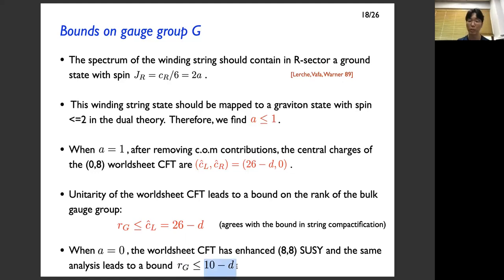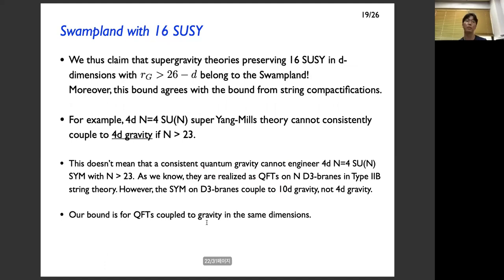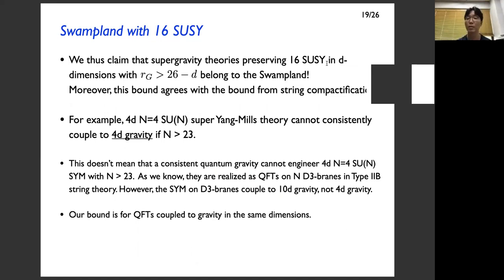So we claim that by using only the supergravity and the string probes, we found a Swampland bound on the rank of the bulk gauge group given by this. And it agrees with the string theory bound. So we claim that supergravity preserving 16 supersymmetries in D dimensions, with rank bigger than 26 minus D, belongs to the Swampland. And as I said, this bound agrees with the string theory bound. And this provides another strong piece of evidence for the string Lamppost principle. Previously, we didn't have any bound on the rank of the bulk gauge group before we used these string probes.